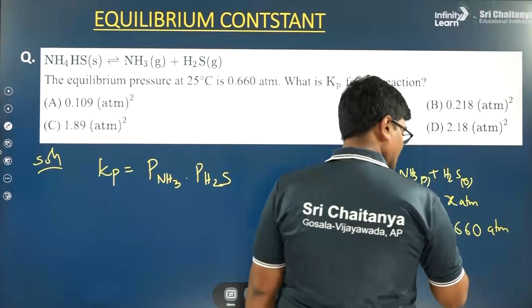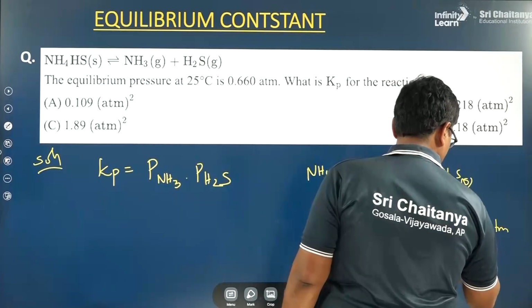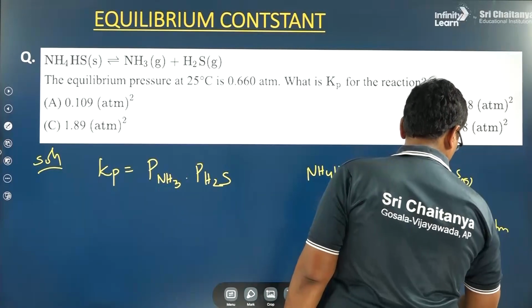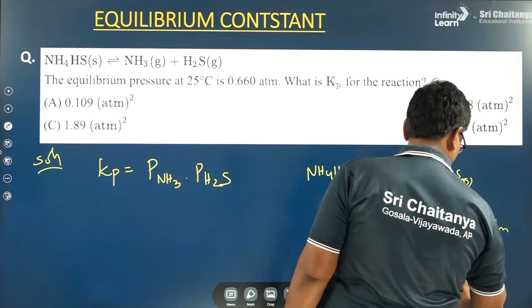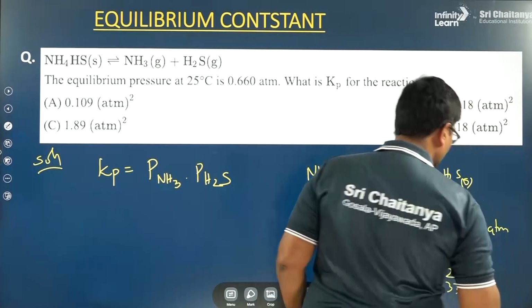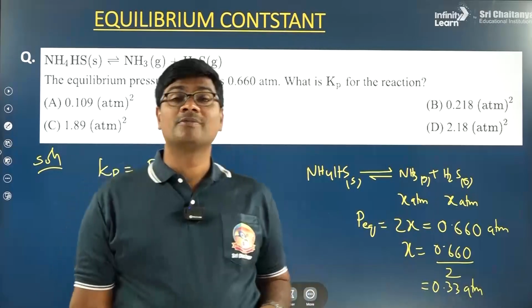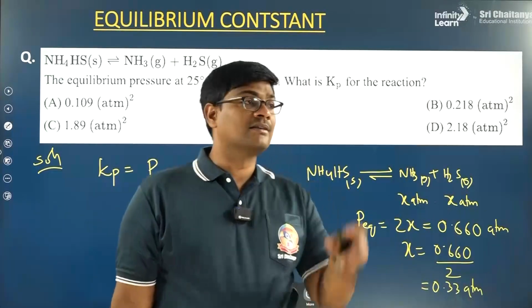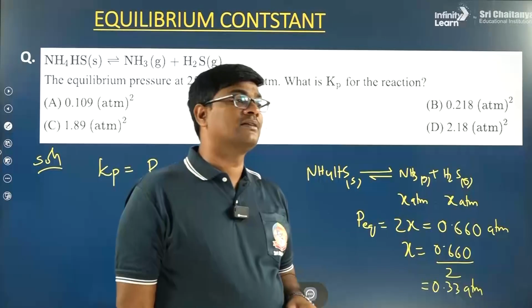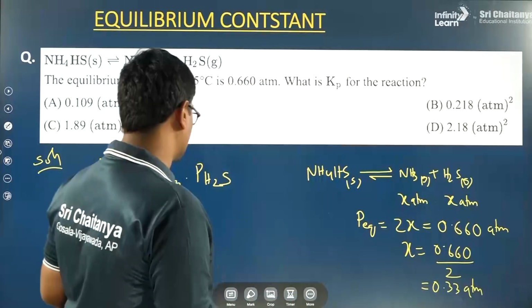That is the pressure of ammonia, 0.660 divided by 2, which becomes 0.33 atmospheres. Now we have the pressure of ammonia as 0.33 atmosphere, that is x, and the pressure of H2S is also 0.33 atmosphere, that is also x.